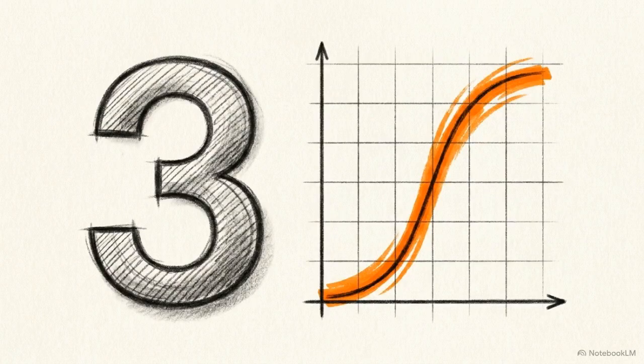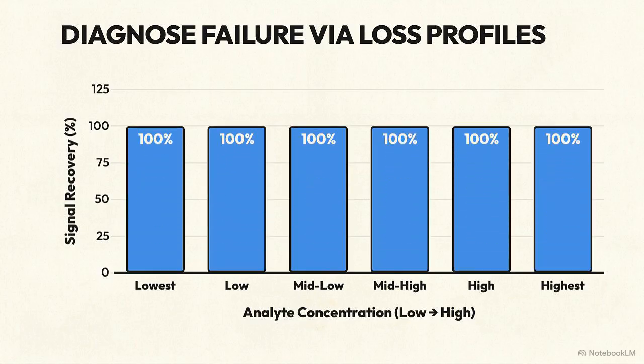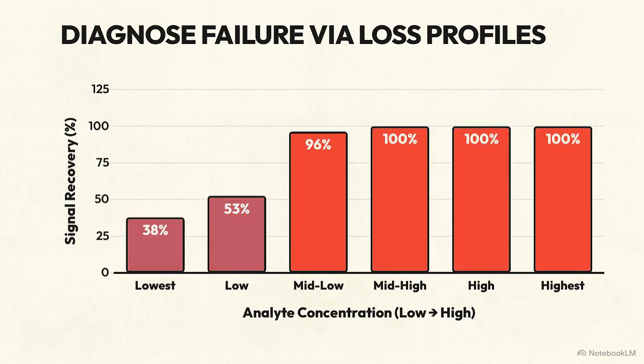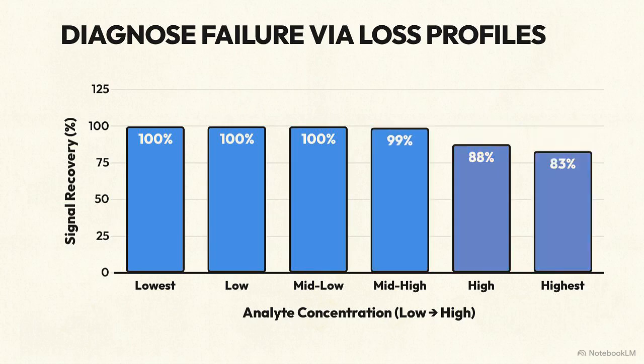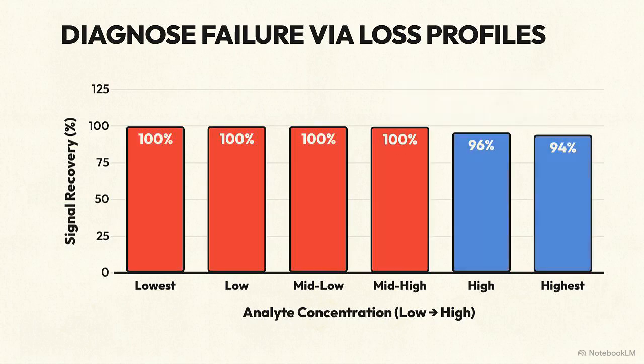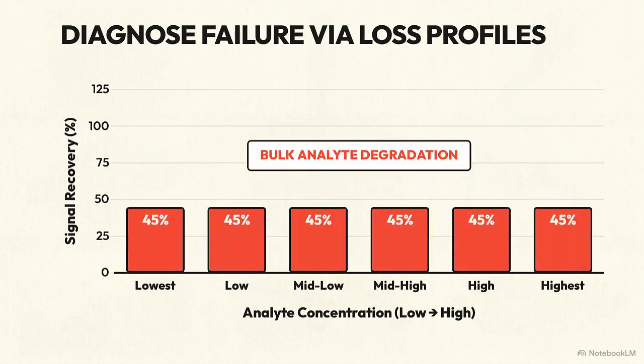Step 3. Analyze concentration dependence to see exactly where on the curve the failure occurred. This bar chart maps concentration levels. Failure exclusively at the low end points to sensitivity limits or tube adsorption. Notice the shift. High-end failure suggests hook effect compression or dilution errors. Flat loss across the curve means bulk analyte loss.